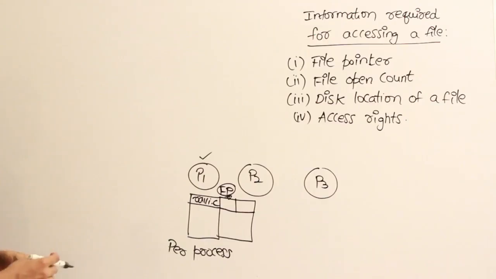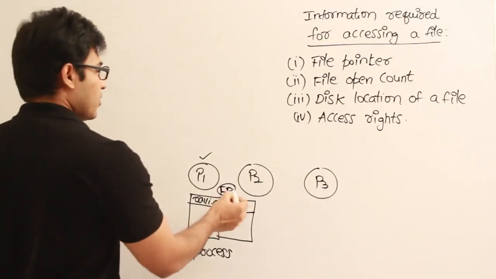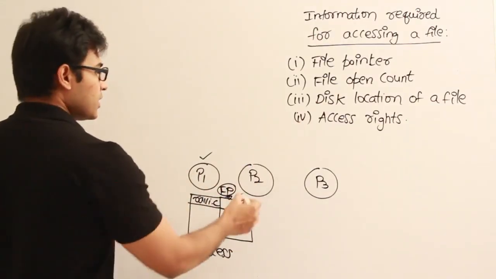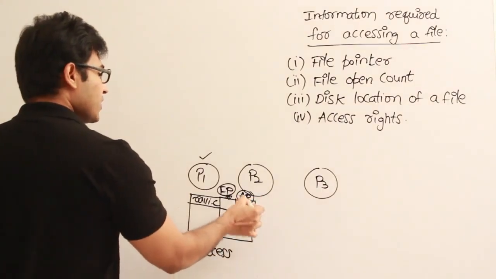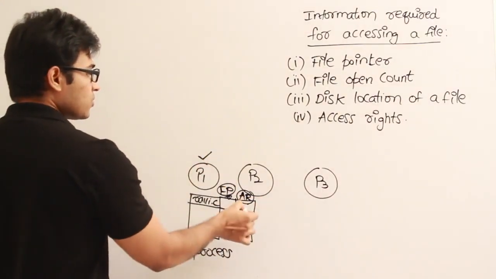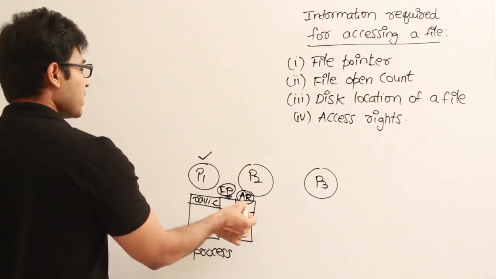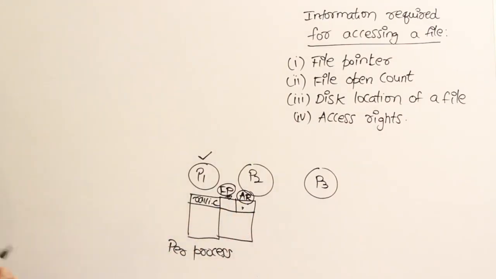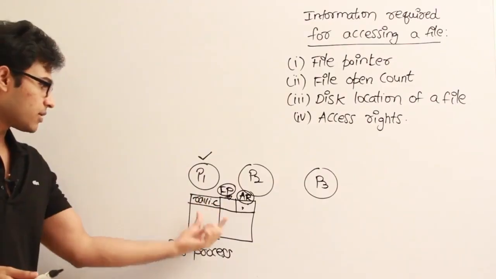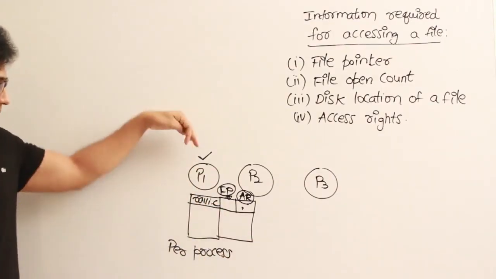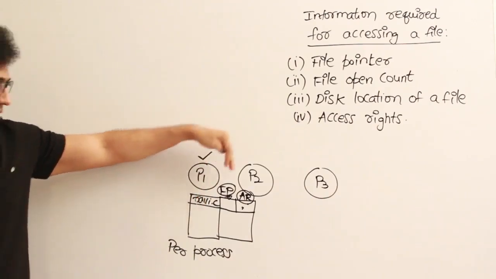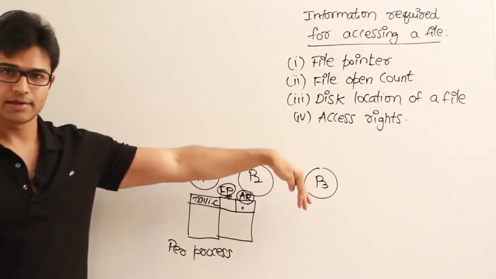And then along with that, it will also keep the access rights, right? Access rights say whether this process can execute it, or only read it, or only write it, or can read, write, and execute. So this information is going to be placed in the per process table. For every process there is going to be a table like this, which the operating system maintains per process.